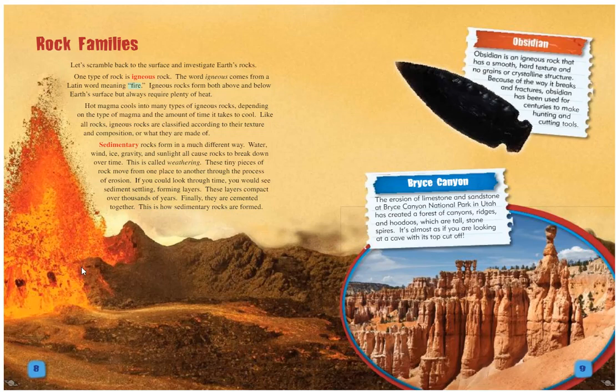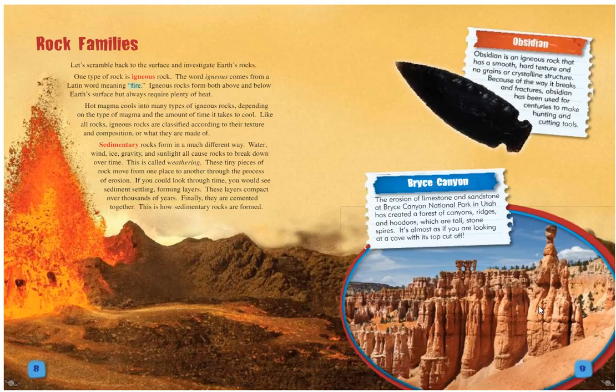So typically, rocks formed by magma cooling down are going to be igneous rocks, like obsidian here. Obsidian is an igneous rock that has a smooth, hard texture and no grains or crystalline structure. Because of the way it breaks and fractures, obsidian has been used for centuries to make hunting and cutting tools, like an arrowhead right there.